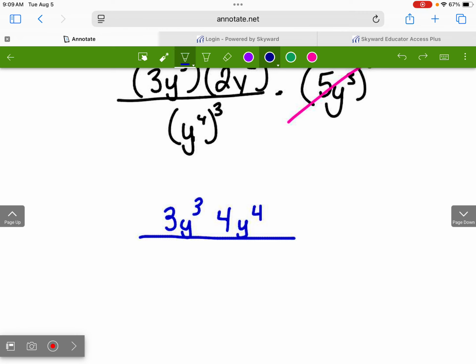How about our denominator? It's going to have y to the what? Y to the 4th to the 3rd. So when we take our powers to powers, what do we do with those two numbers? Multiply them. So we're going to have y to the 12th.